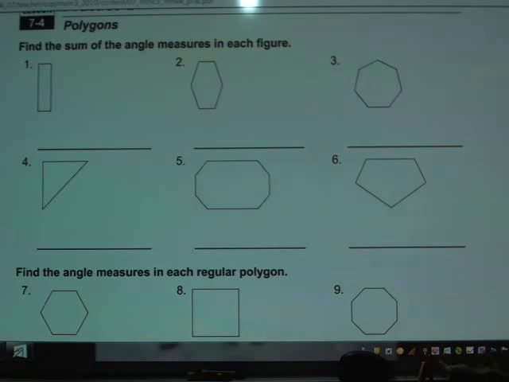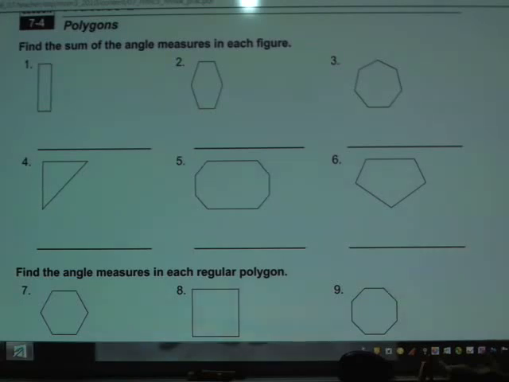This is the homework helper for Workbook 7-4 in the 8th grade textbook entitled Polygons. So let's look at the questions at the top there. In 1 through 6, all those questions have the same direction, and that is to find the sum of the angle measures in each figure. So there's a couple different ways we can do this.